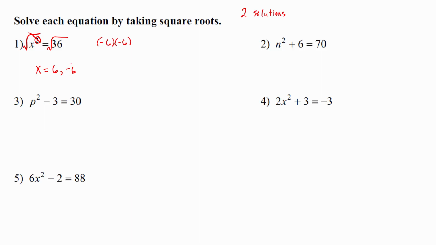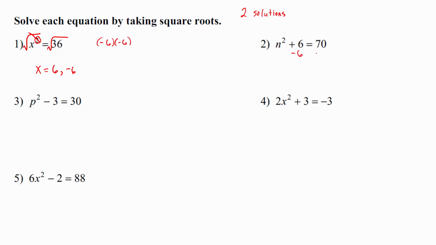As long as it's something we can square root, the first way is pretty easy to think about. We'll come to a problem later on, though, where the second method of actually writing the square root symbol might help us out. So let's look at number 2. Now this time we have to do some solving before we think about what n squared could equal, because right now n squared plus 6 equals 70.